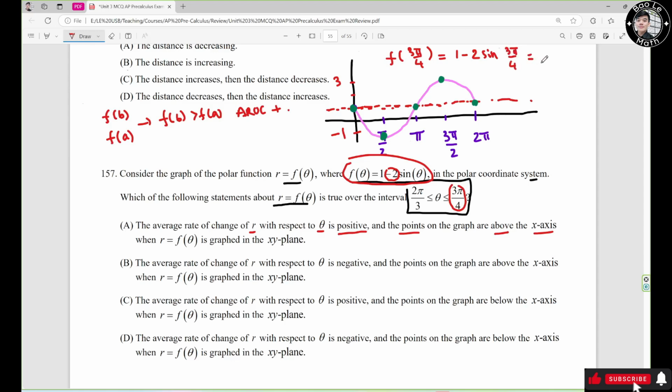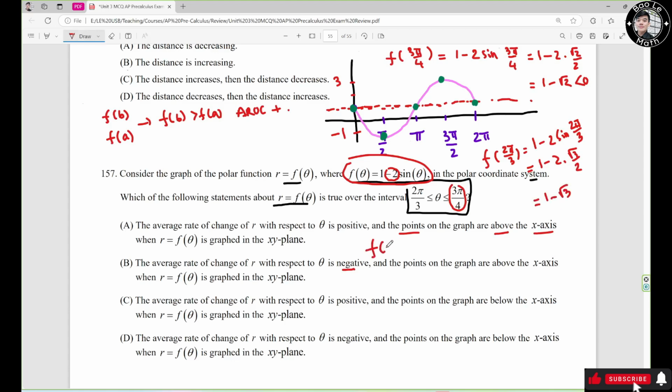Sine of 3 pi over 4 equals root 2 over 2, right? So it's 1 minus 2 times root 2 over 2, which is 1 minus root 2. Now we need to calculate f of a, which means f of 2 pi over 3. So it's going to be 1 minus 2 sine of 2 pi over 3, which is 1 minus 2 times root 3 over 2, so it's 1 minus root 3.